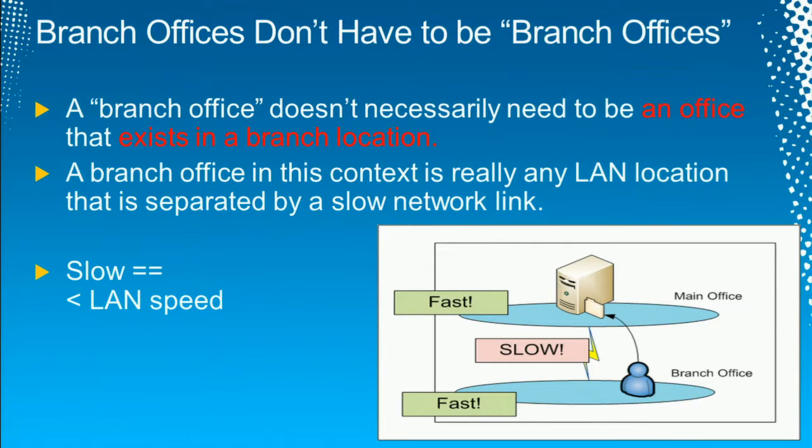But a branch office doesn't necessarily need to be an office that exists in a branch location, right? It's just any location that is a LAN, so I've got a geographic location of fastness separated by a large empty river of slowness. So when we think of slow here, we think of something that is less than what we traditionally consider to be LAN speed. So even if you aren't a branch office-oriented people, then you can still make use of this.